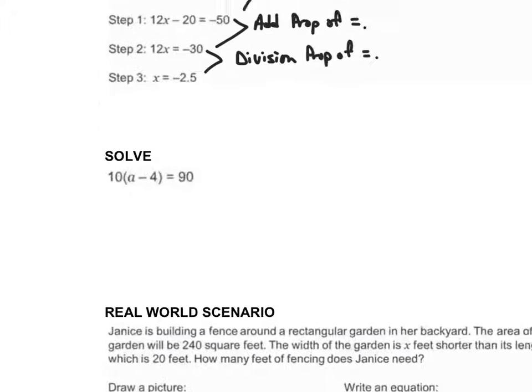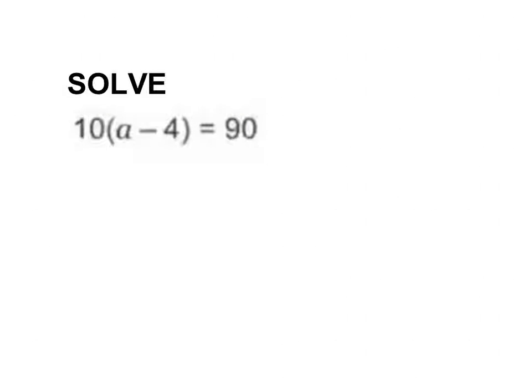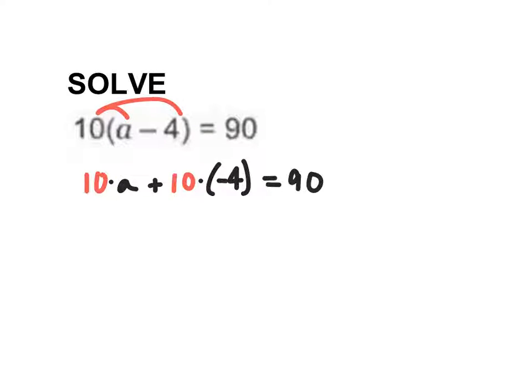All right, let's go ahead and take a look at this problem here. Let's solve this equation. What I'm going to do is distribute my 10. So I'm going to get 10 times A plus 10 times negative 4, and then that's going to equal 90. So I've got 10A. 10 times negative 4 is negative 40, and that's equal to 90.